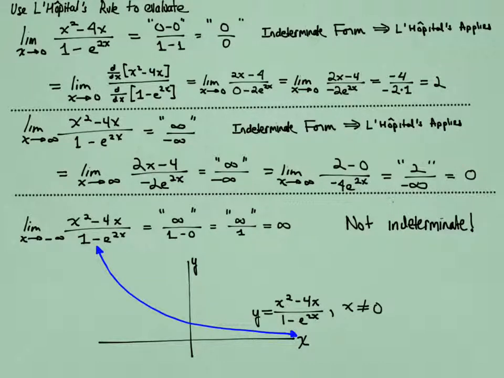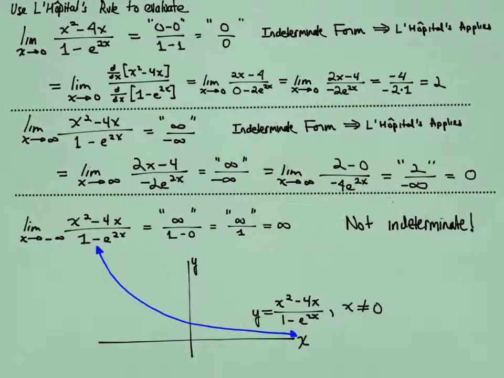We've looked at this function (x^2 minus 4x) over (1 minus e^(2x)). Notice x is not equal to 0 because it makes the denominator equal to 0. We saw that as we go to 0, however, the ratio goes to 2, and that tells me right here that the limit will be 2, where we're seeing what looks to be a y-intercept.